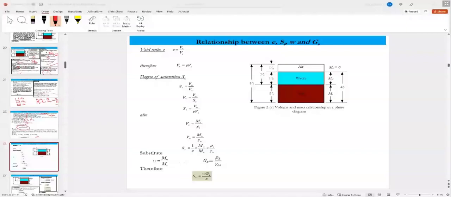All right, then let's do some relationships between the phases. We said that the void ratio is the volume of void over the volume of solids.